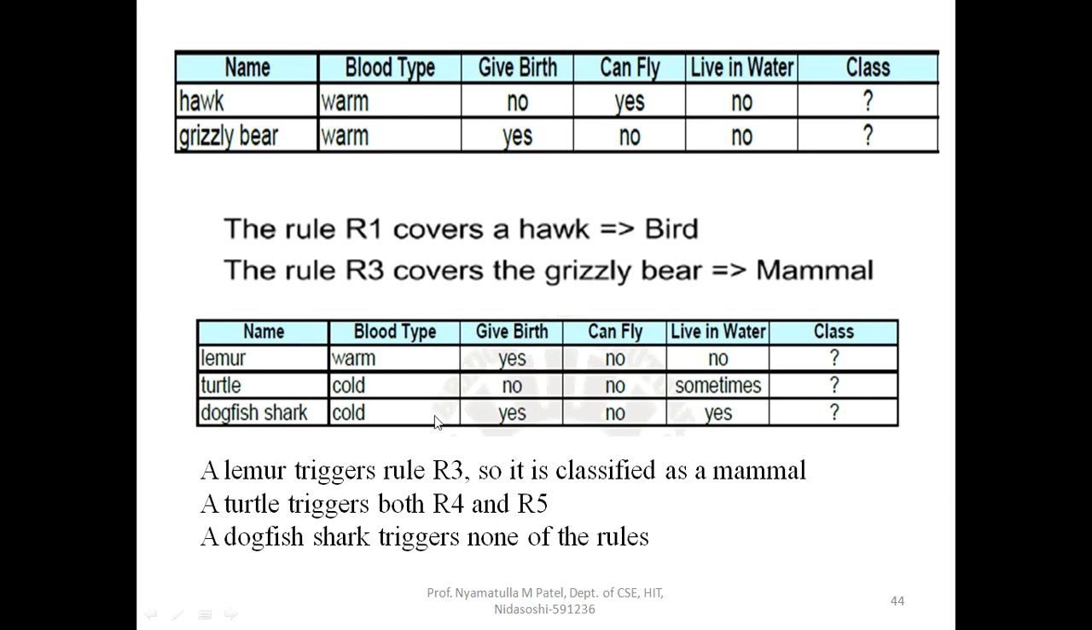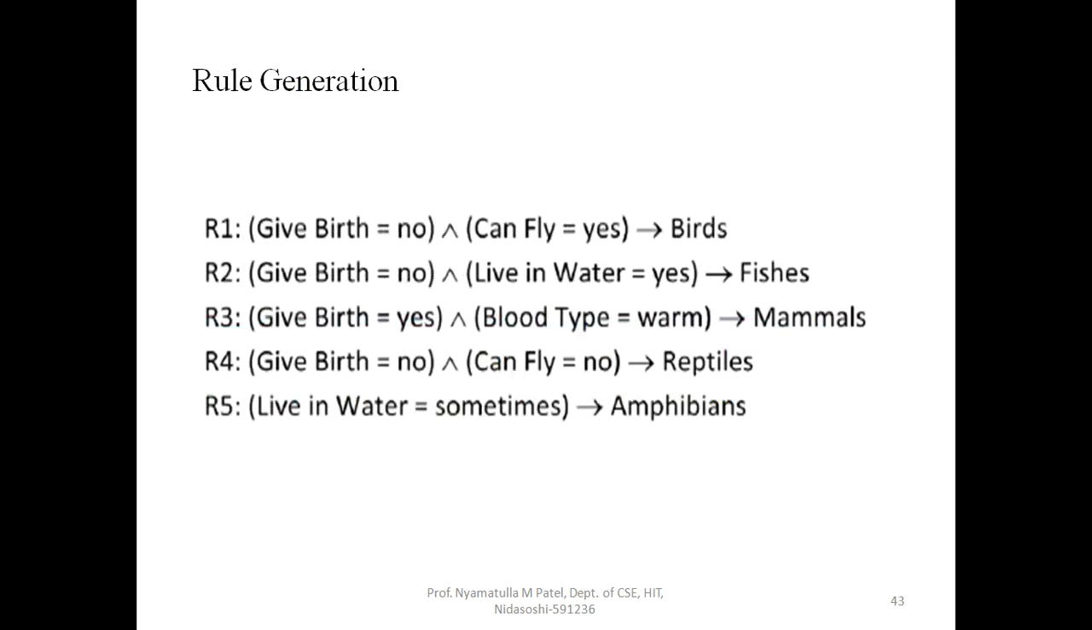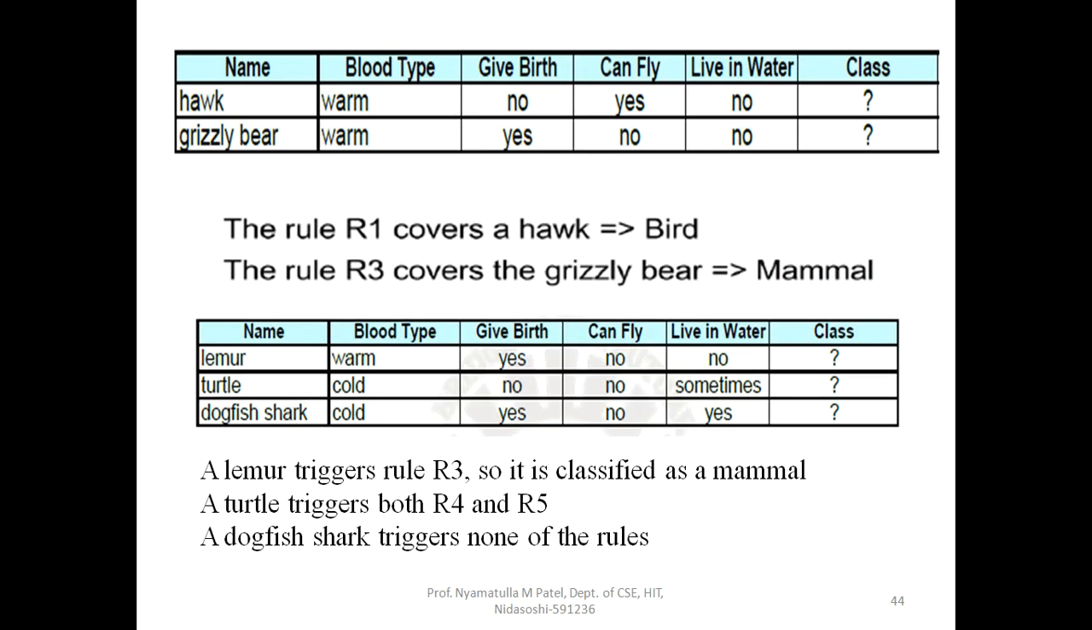Next is dogfish shark. It is a cold blood type, it gives birth equal to yes, can fly equal to no, and lives in water. Dogfish shark triggers none of the rules. There is no rule which can classify it, according to these 5 rules we do not have any rule that can satisfy the conditions of the dogfish. So here we will not assign any class to the dogfish shark.